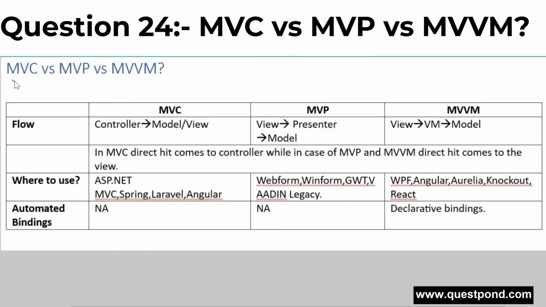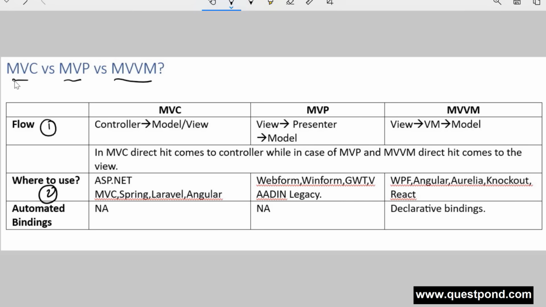When this question comes up to say the difference between MVC, MVP and MVVM, I would suggest you talk about at least two things. First, talk about the flow, how each one of the architectures executes, and second, talk about where to use it. So what happens in case of MVC? In case of MVC, the first hit comes to the controller, which loads the model and the view. The controller goes and loads the model and then passes this model to the view.